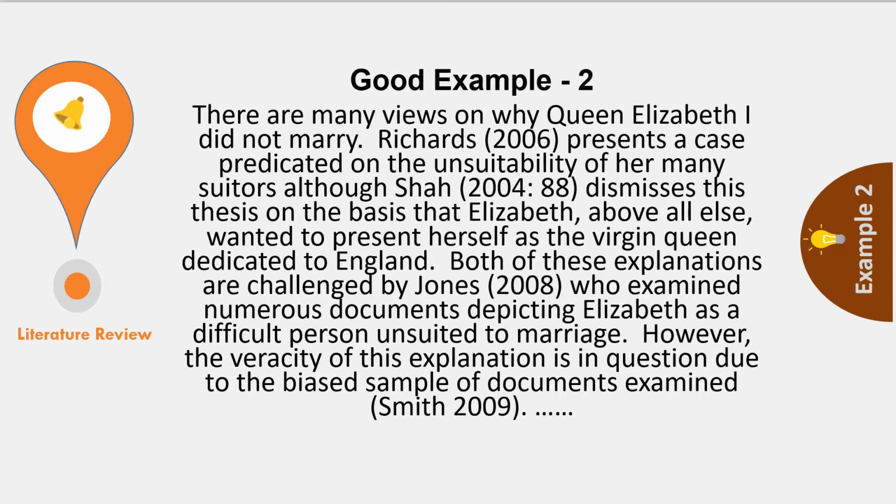This one here is about Queen Elizabeth. There are many views on why Queen Elizabeth I did not marry. Richards 2006 presents a case predicated on the unsuitability of her many suitors, although Shaw 2004 dismisses this thesis on the basis that Elizabeth, above all else, wanted to present herself as the Virgin Queen dedicated to England. Both of these explanations are challenged by Jones 2008, who examined numerous documents depicting Elizabeth as a very difficult person unsuited to marriage. However, the veracity of this explanation is in question due to the biased sample of documents examined, Smith 2009.